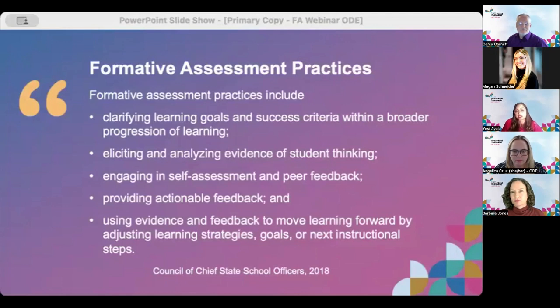So we're curious to hear from you. Does anything surprise you from this description of formative assessment? Were these ideas already familiar to you? Please type your response in the chat.